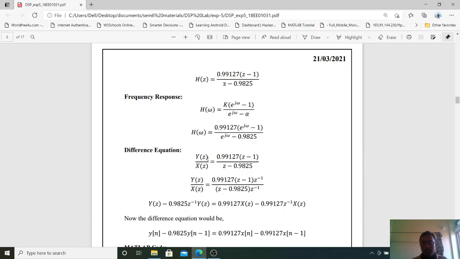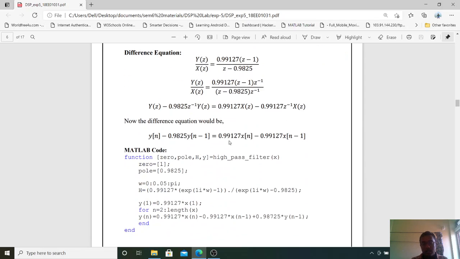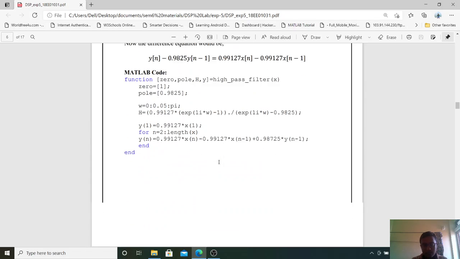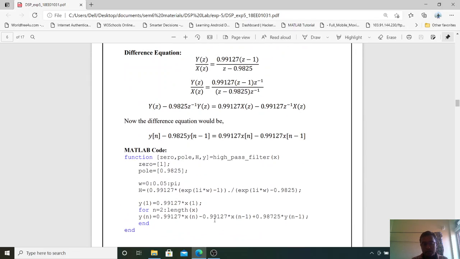After that, for the difference equation, again a similar approach: Y of z by X of z is equal to this. Then I have multiplied z to the power minus 1 to both the numerator and denominator, and after that I got one equation, and then I take the inverse z transform to get the difference equation. And this is the MATLAB code for the high pass filter.